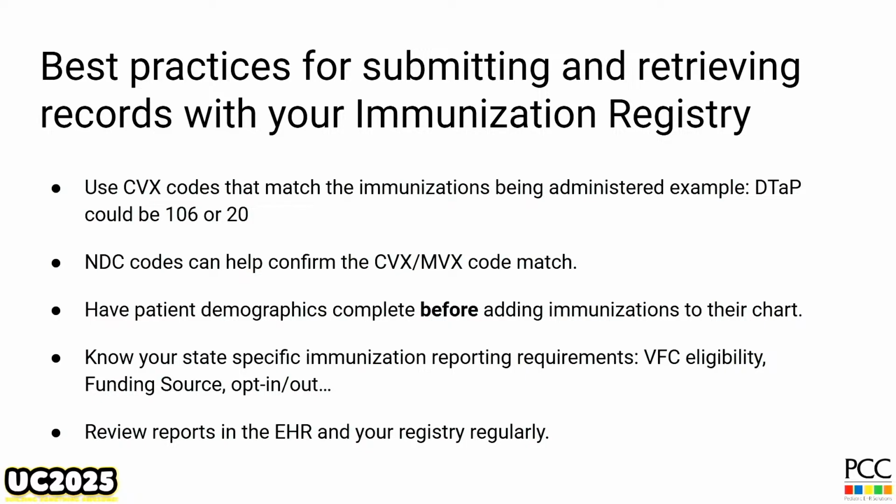Best practices for submitting and retrieving records with your immunization registry: CVX codes that match. DTaP could be 106, could be 20. Know which one you're giving. It's very important for forecasting and for reporting to the registry and for everybody else in your community to know exactly what flavor of vaccine they got.